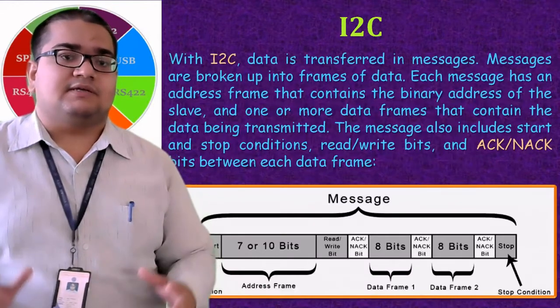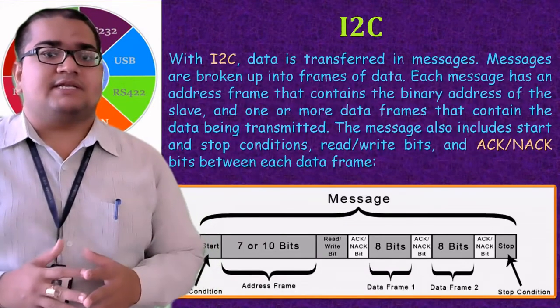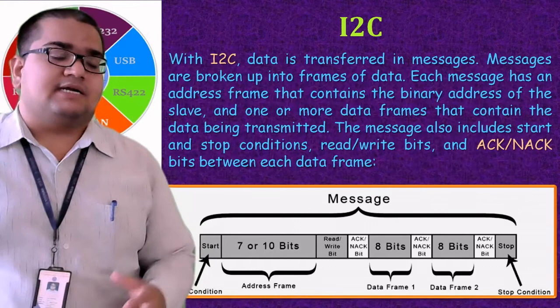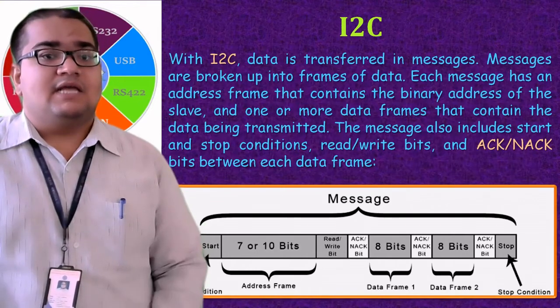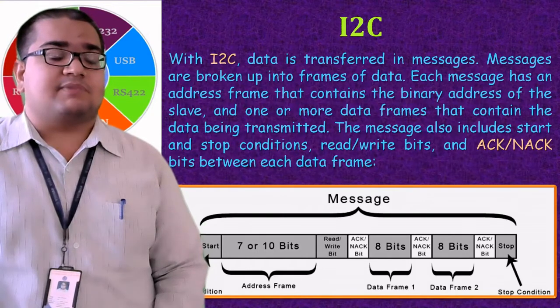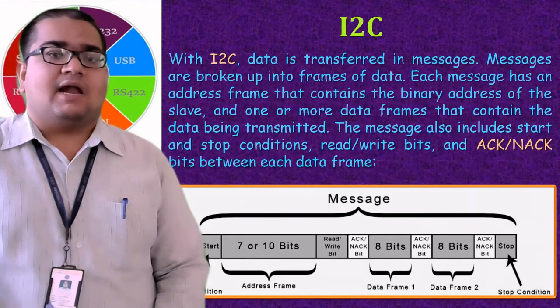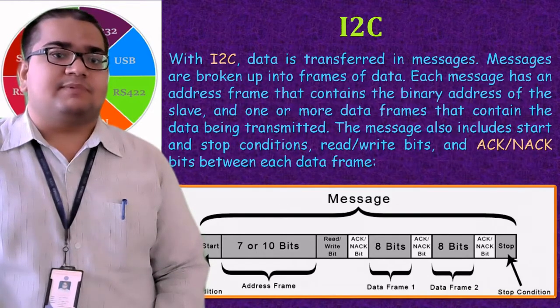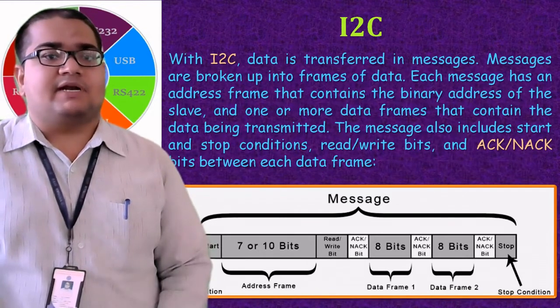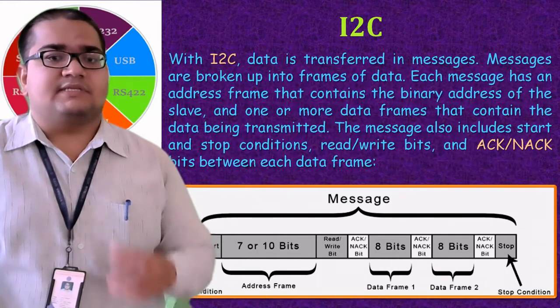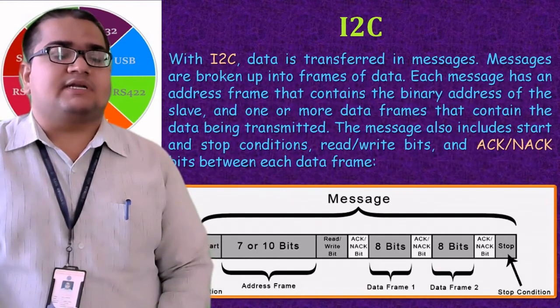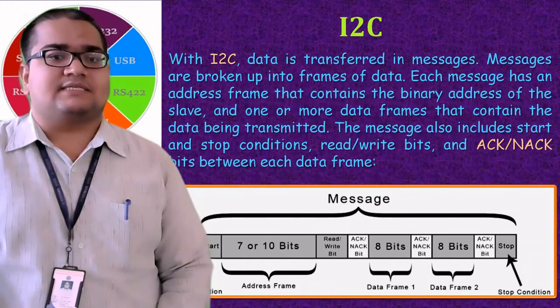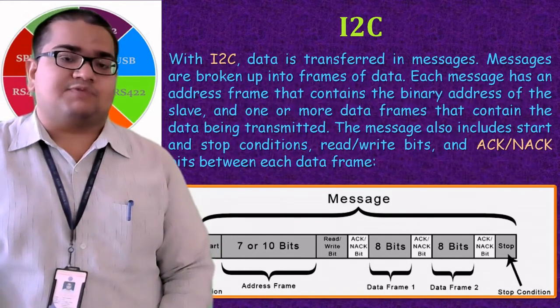We have seen the packet structure, the message structure, in I2C. What all does it contain? It contains the start condition, then the address of the slave which will be transmitted by the master, and following that the data frames will be there. Every frame will be separated by an acknowledgement bit. Obviously the receiving side will send an acknowledgement bit to the sender that it has received the correct address frame or the data frame.